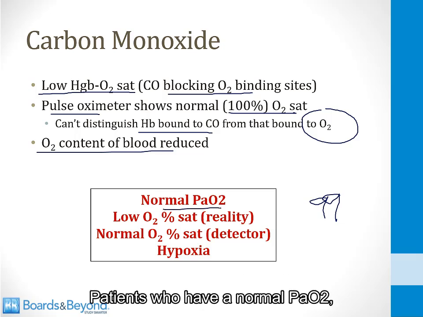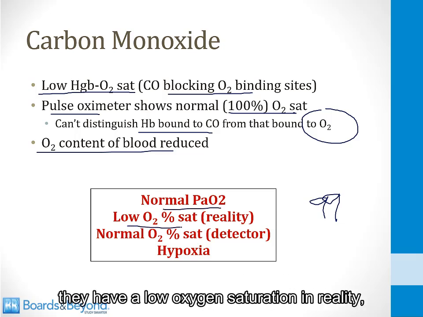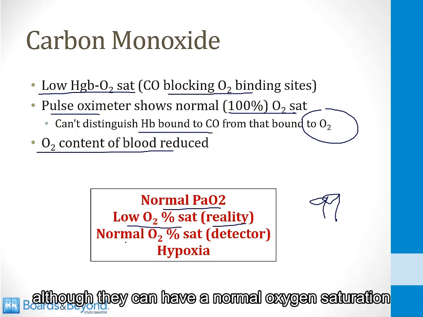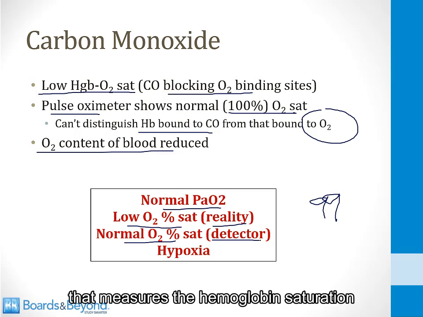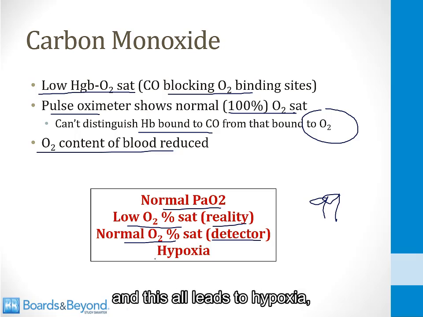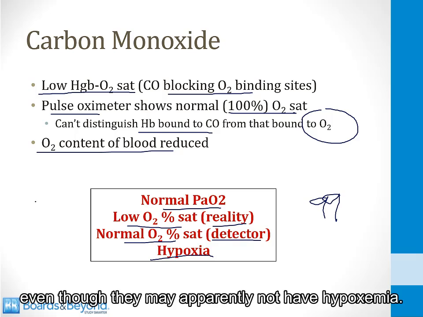Patients will have a normal PaO2. They have a low oxygen saturation in reality, although they can have a normal oxygen saturation by the photodetector that measures the hemoglobin saturation. And this all leads to hypoxia, even though they may apparently not have hypoxemia.